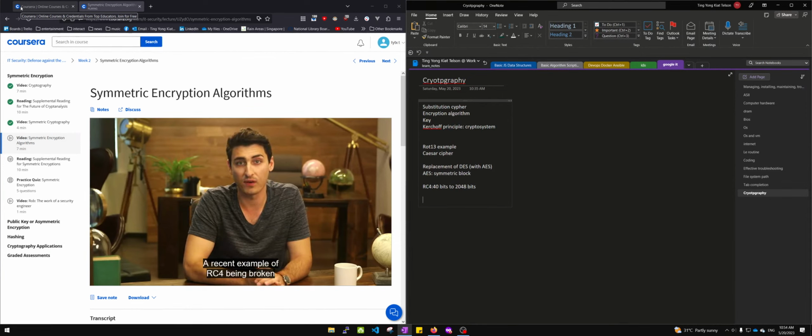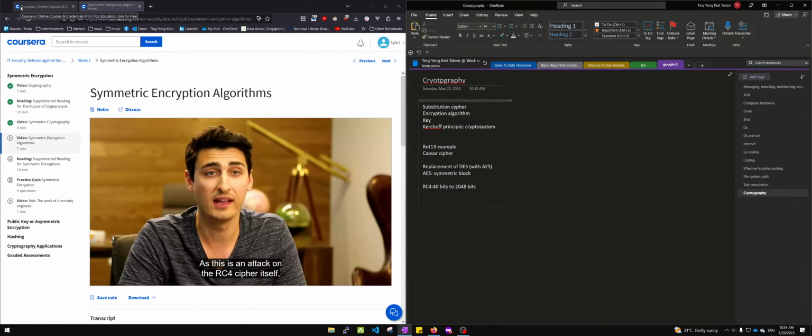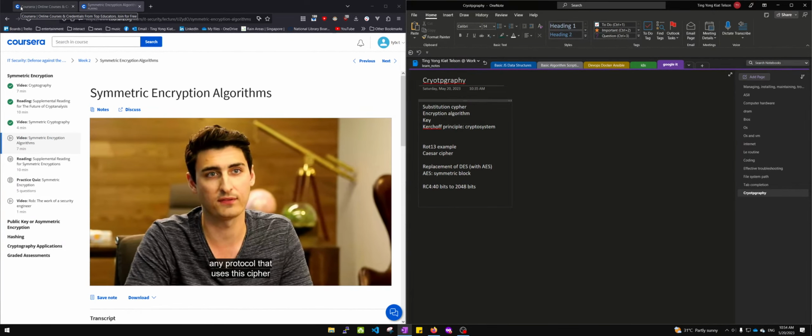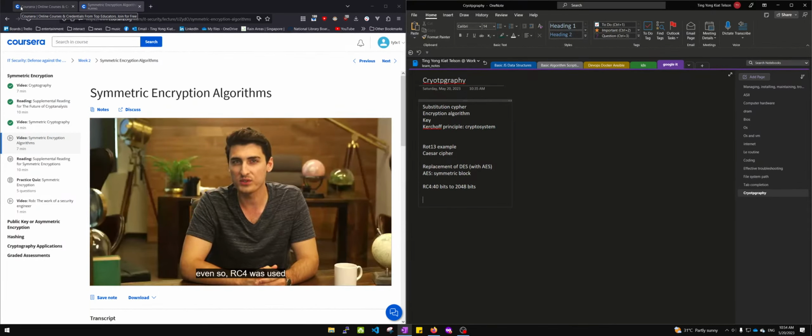There are lots of examples showing RC4 being broken. A recent example of RC4 being broken is the RC4 No More attack. This attack was able to recover an authentication cookie from a TLS encrypted connection in just 52 hours. As this is an attack on the RC4 cipher itself, any protocol that uses this cipher is potentially vulnerable to the attack. Even so, RC4 was used in a bunch of popular encryption protocols, like WEP for wireless encryption and WPA, the successor to WEP.